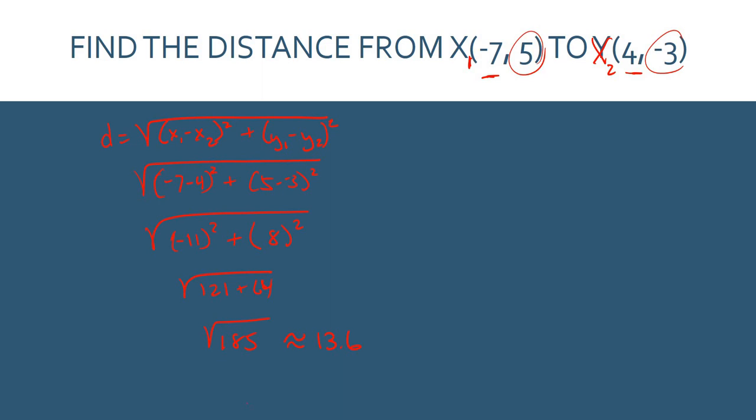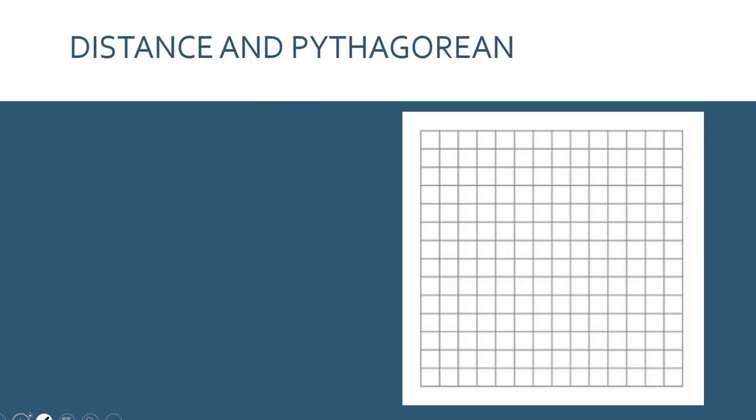Okay, so the distance formula, again, is plugging in x sub 1, y sub 1, and x sub 2, y sub 2. All right. Distance in Pythagorean. Let's take a look at how the distance formula relates to Pythagorean. So if this is one point here, and let's put the other point here.